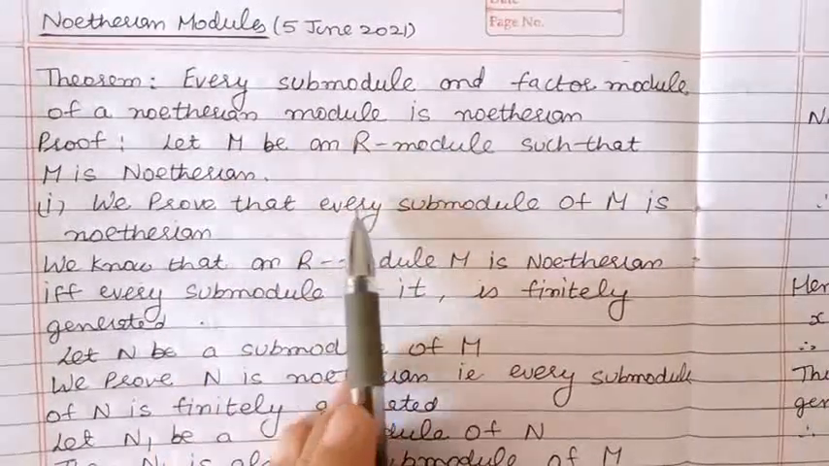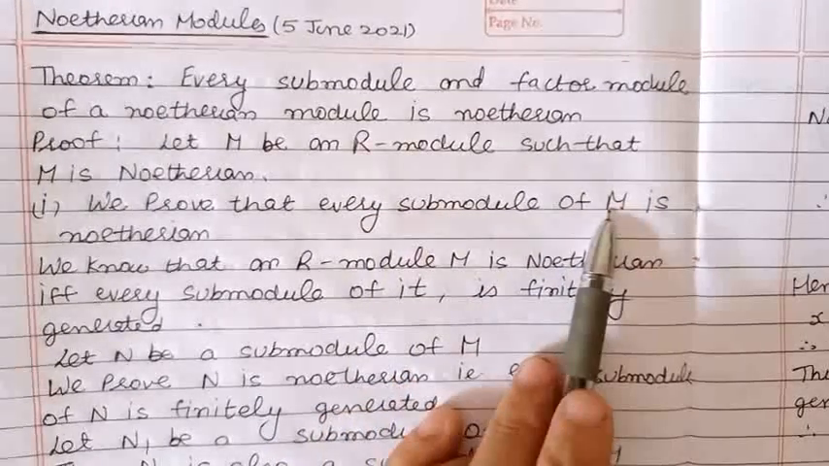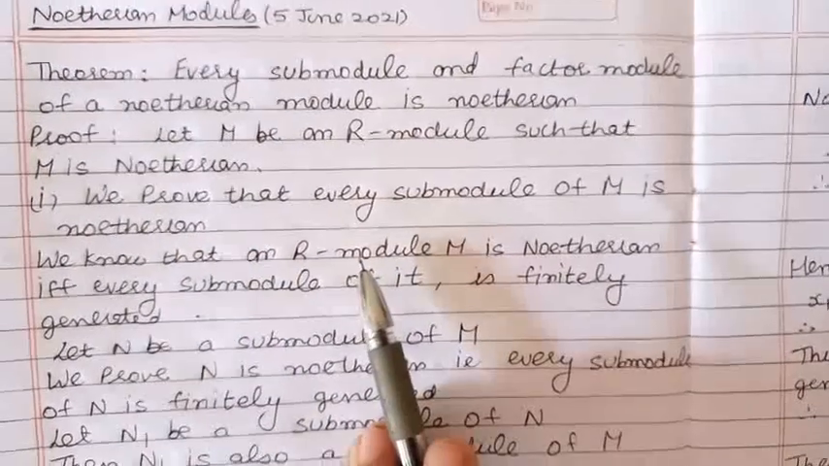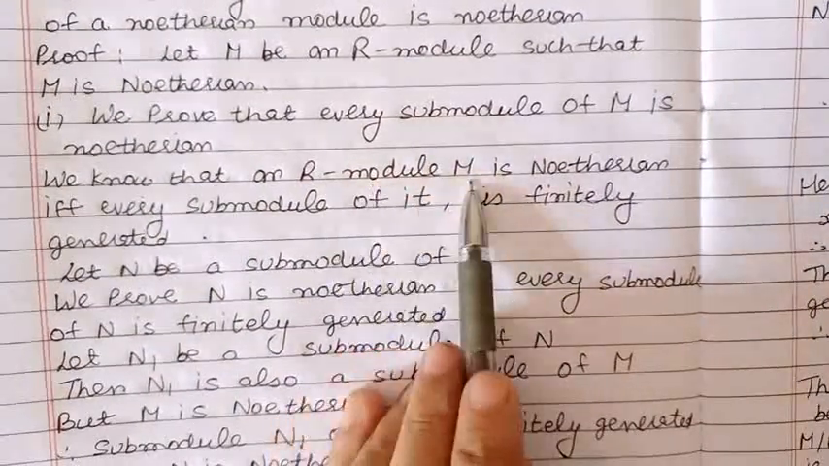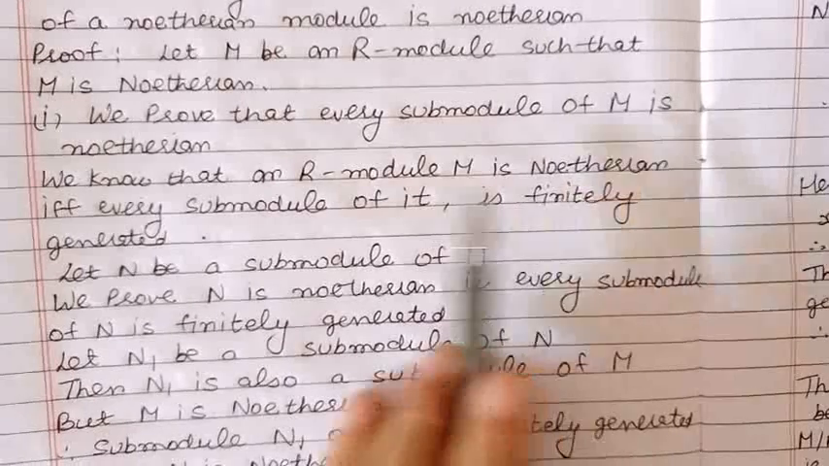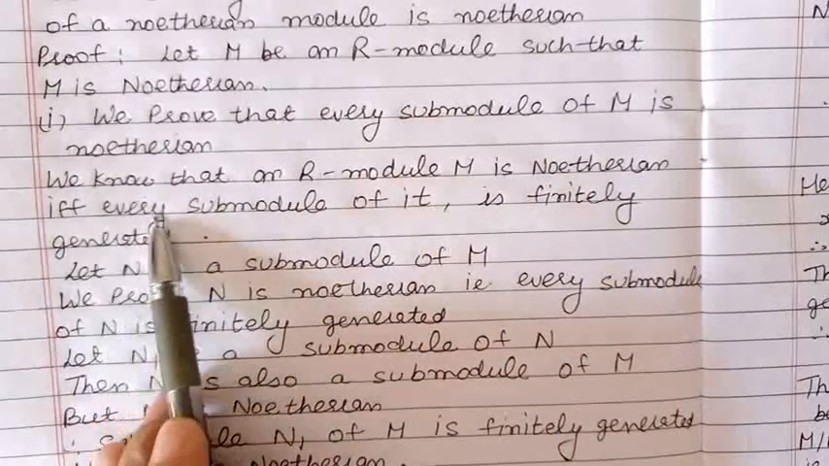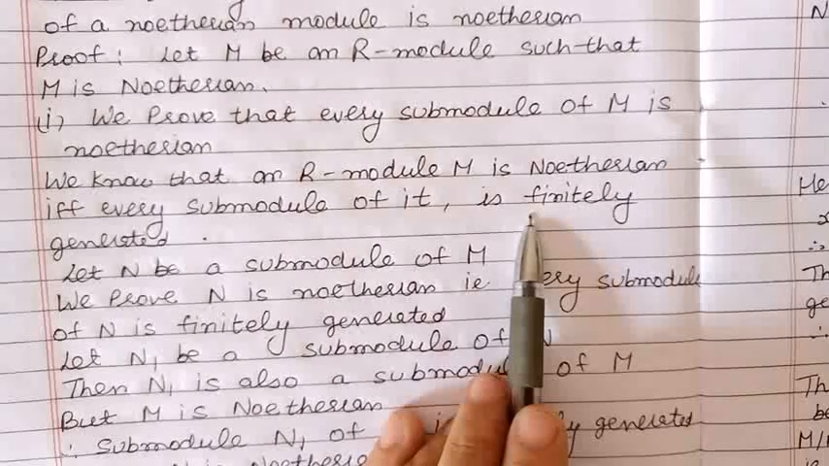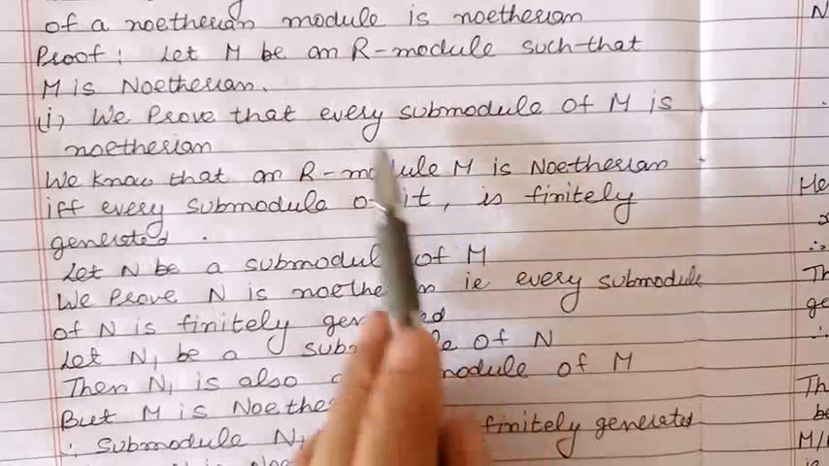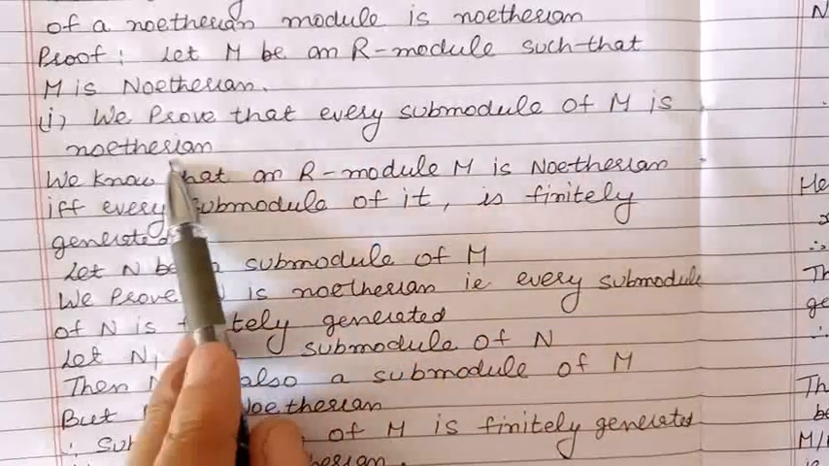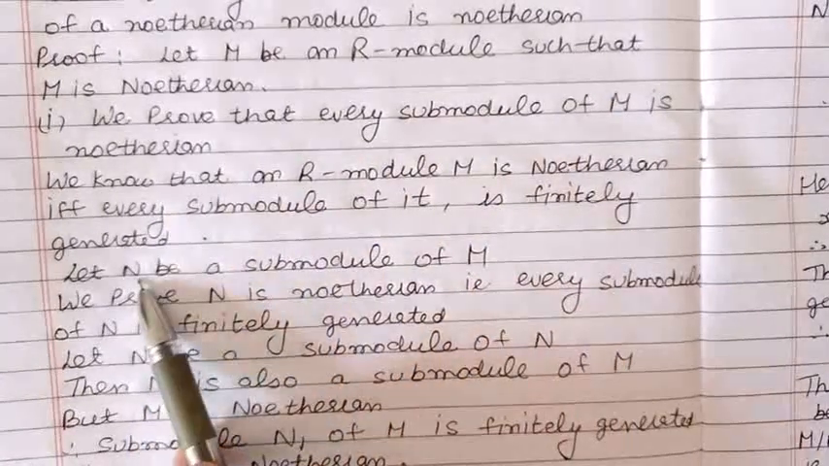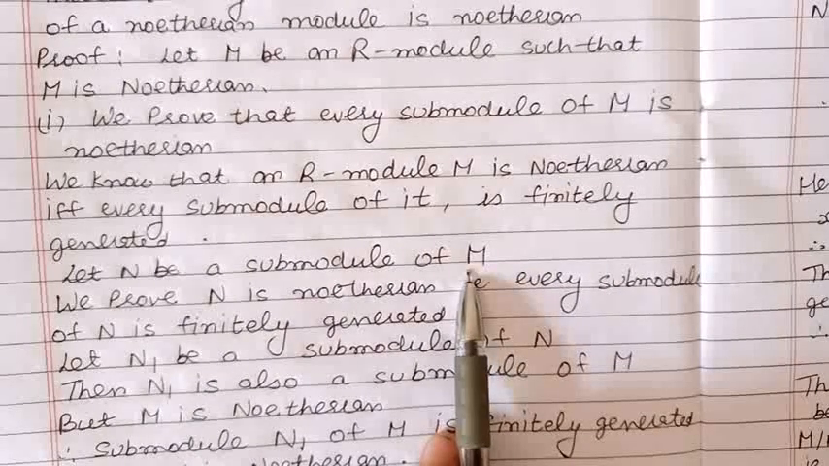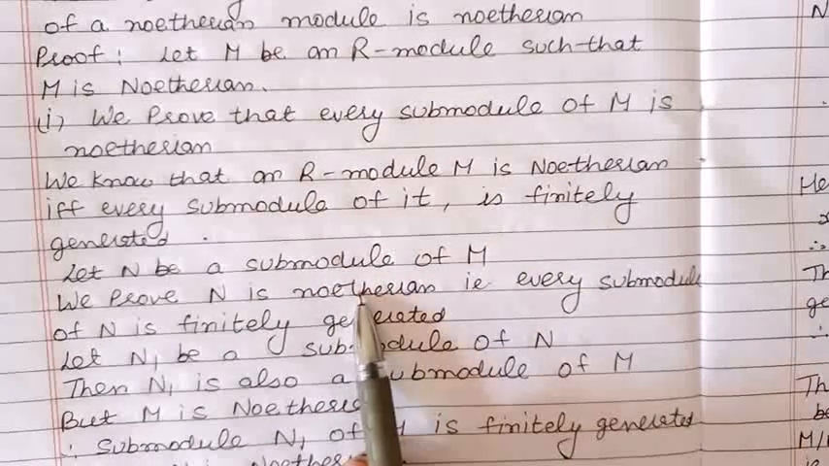We prove that every submodule of M is noetherian. Now we already discussed that an R module M is noetherian if and only if every submodule of it is finitely generated. Now, to prove every submodule of M is noetherian, let us take N as any submodule of M. And we have to prove that N is noetherian.